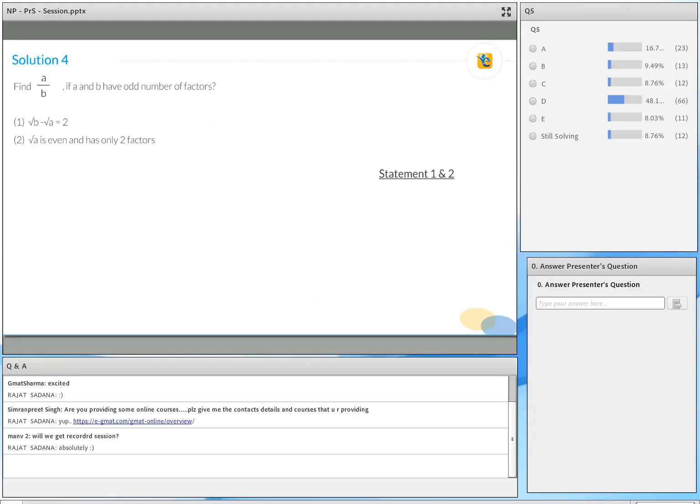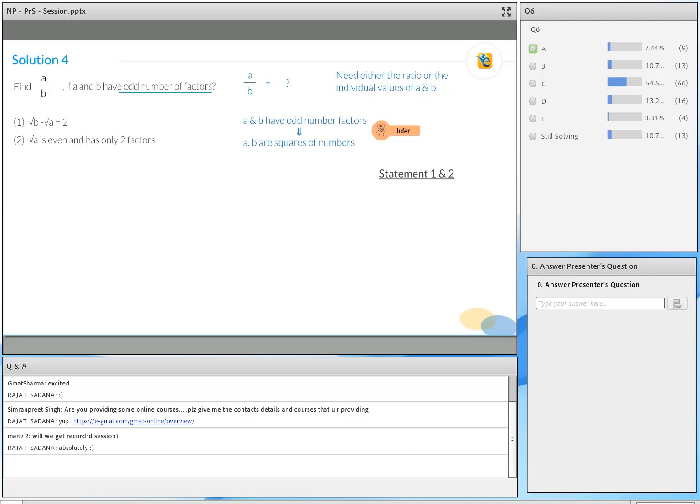All right, let's look at this one. Question number six. If A and B have odd number of factors. Now, actually, I'm going to show you the solution. There are some of you who may not be able to get it because this is another concept which is related to total number of factors.